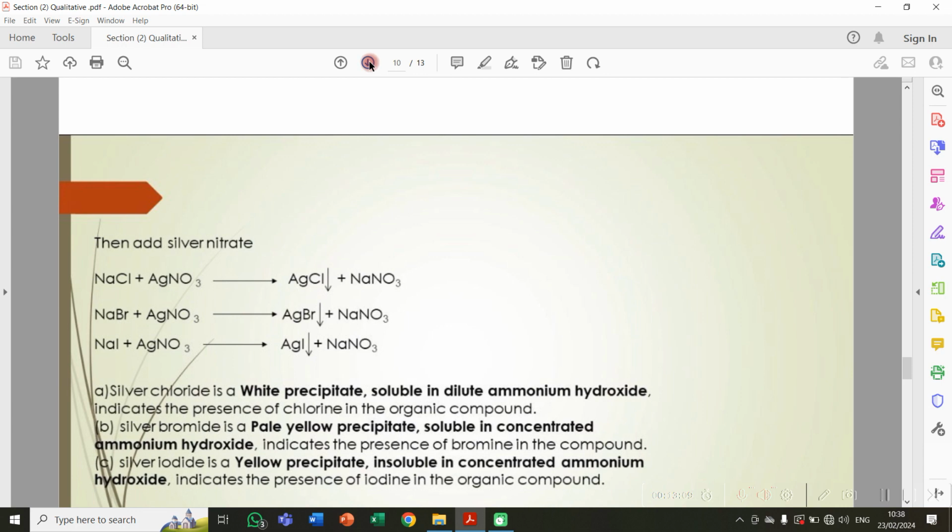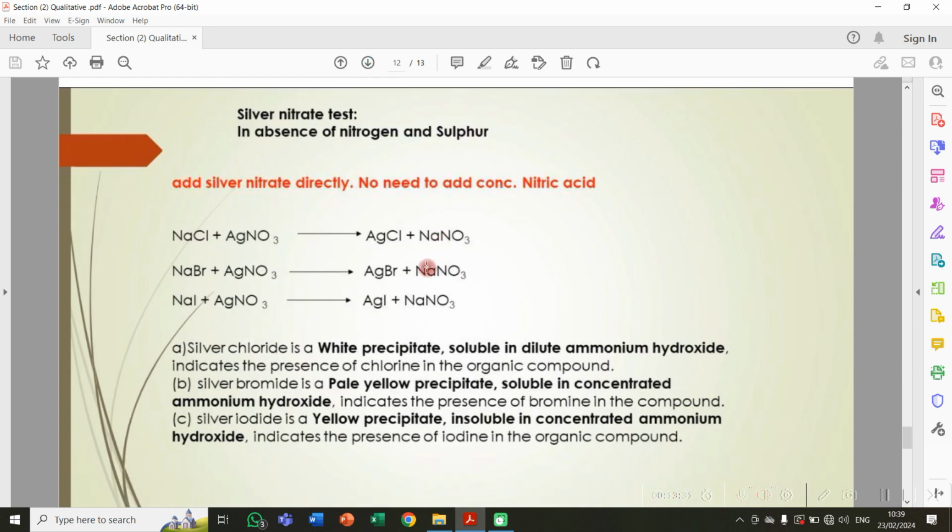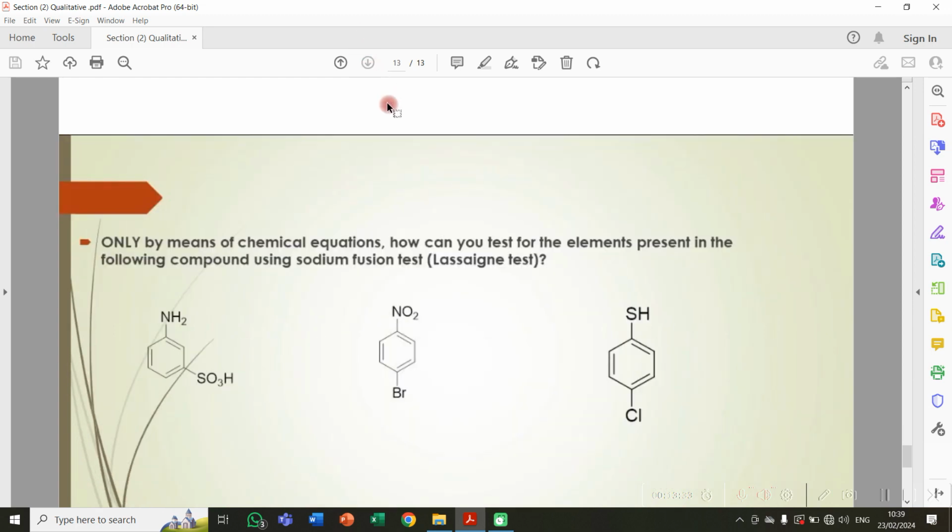Okay, these are the colors that we talked about. Silver chloride is white precipitate, silver bromide is pale yellow, silver iodide is yellow precipitate. We said also silver chloride is soluble in dilute ammonium hydroxide, silver bromide is soluble in concentrated ammonium hydroxide, silver iodide is insoluble either in dilute or in concentrated. Okay, like this we've finished our section.